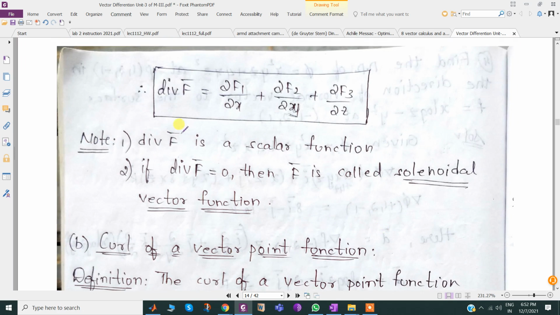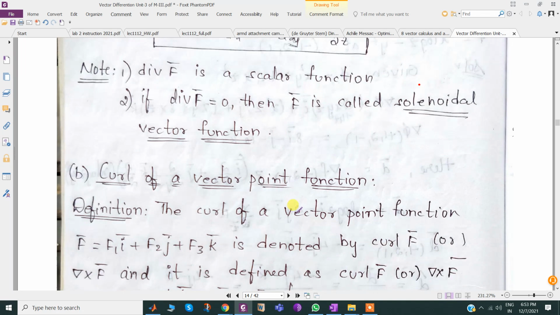Then I may get del by del x of f1 plus del by del y of f2 plus del by del z of f3. Then div f bar, since it is a dot product, is a scalar function. Whenever it is 0, then f bar is called a solenoidal vector function.